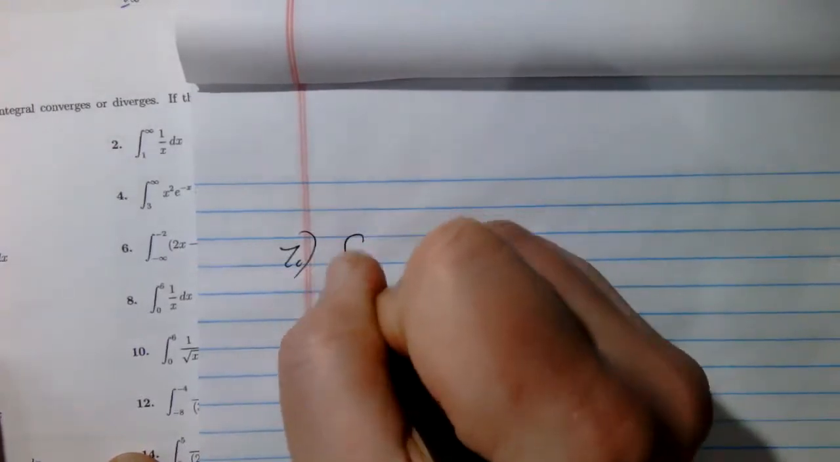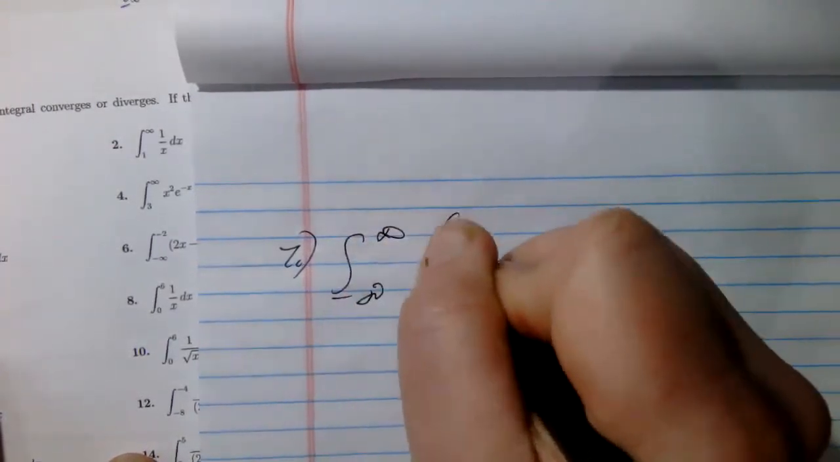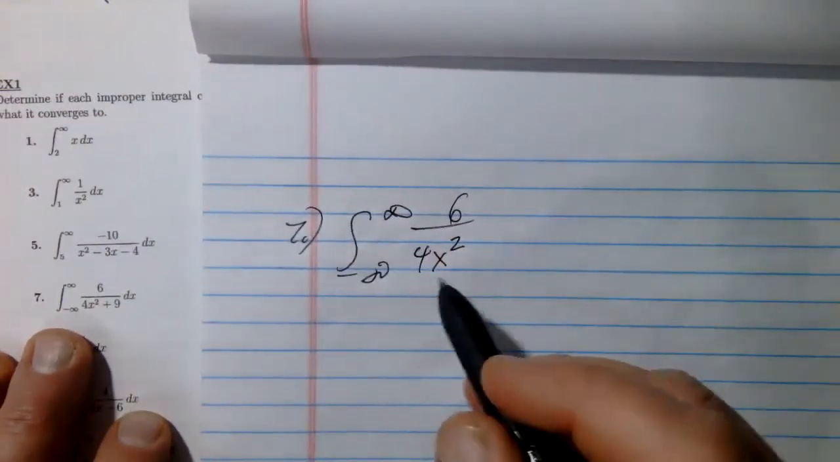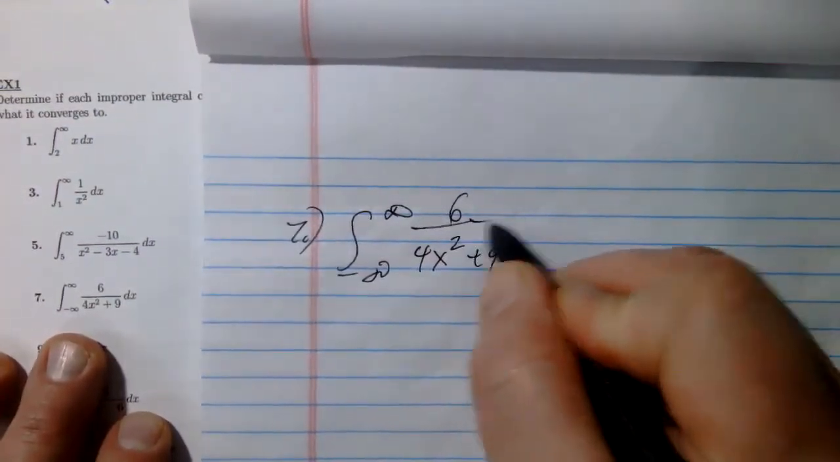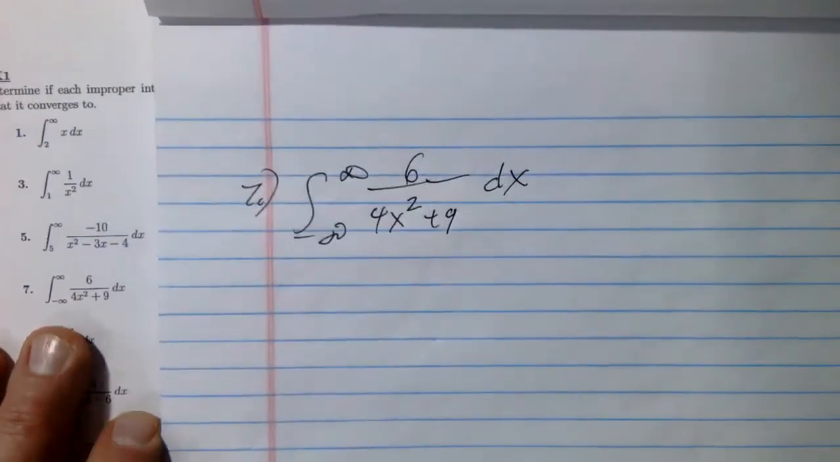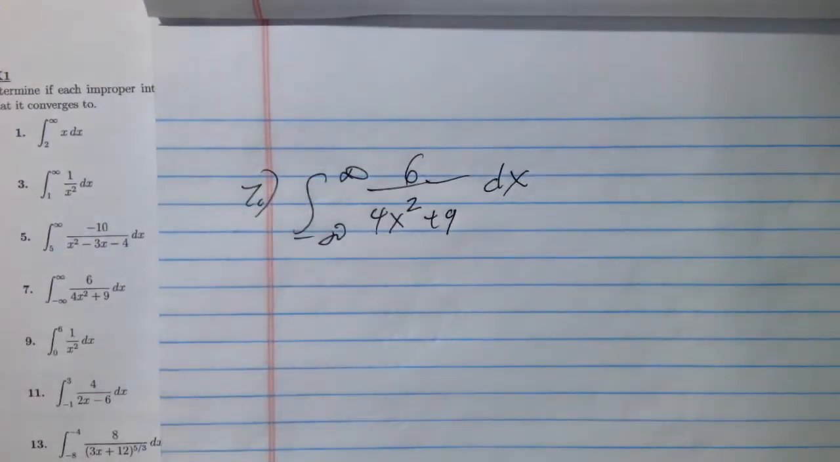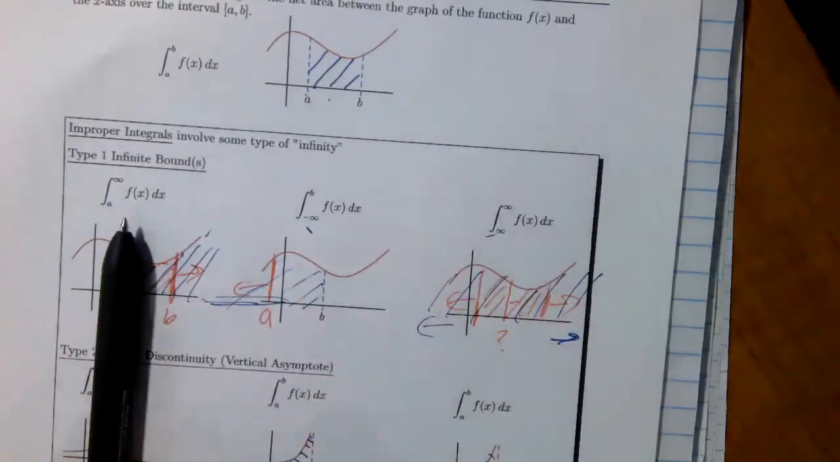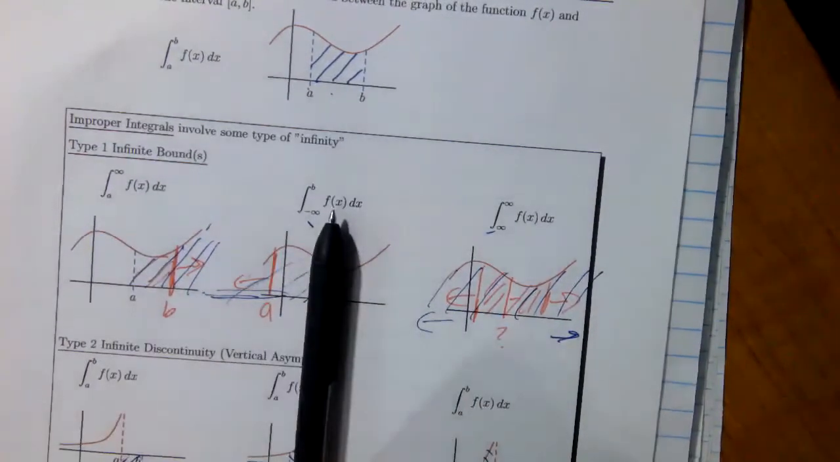So what? All right, last one of this type. The difference with this one, both bounds are infinitely large. Okay, so I got negative infinity to infinity of 6 over 4x squared plus 9. Okay, which means now you're going both ways. Now, generally speaking, when you see something like this, going back to this graph, one number was usually given to you and you went the other way. One number was given to you, you went the other way.